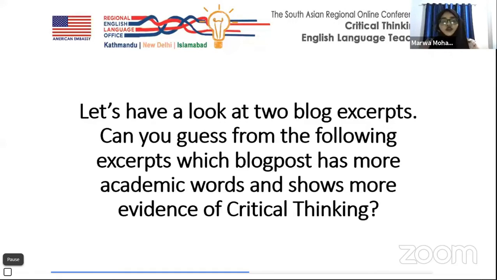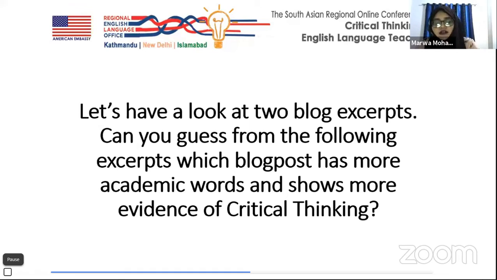Now, I will show you two blog excerpts. That means I will show you two parts of two different blog posts. And I want you to guess from these small pieces which one has more academic words and which one shows more evidence of critical thinking. Now, it is very difficult because you're looking at just a small portion of the blog post. You're not seeing the whole blog post. But I think it is not that difficult to guess.